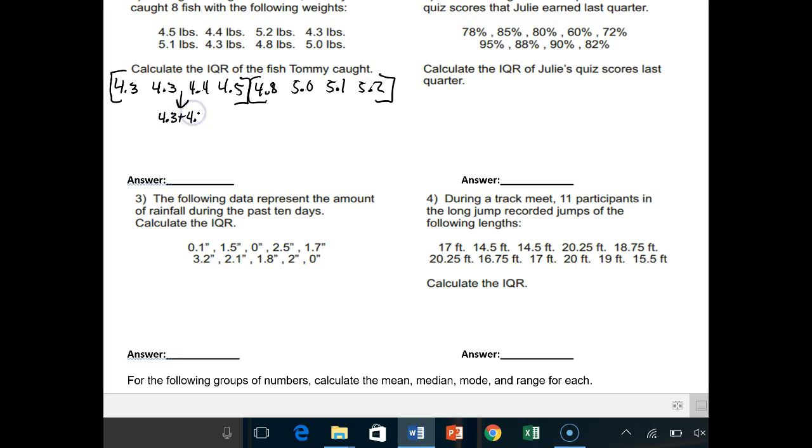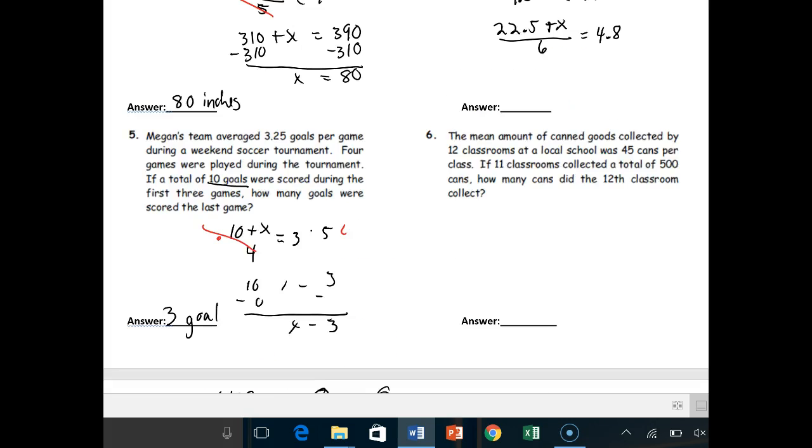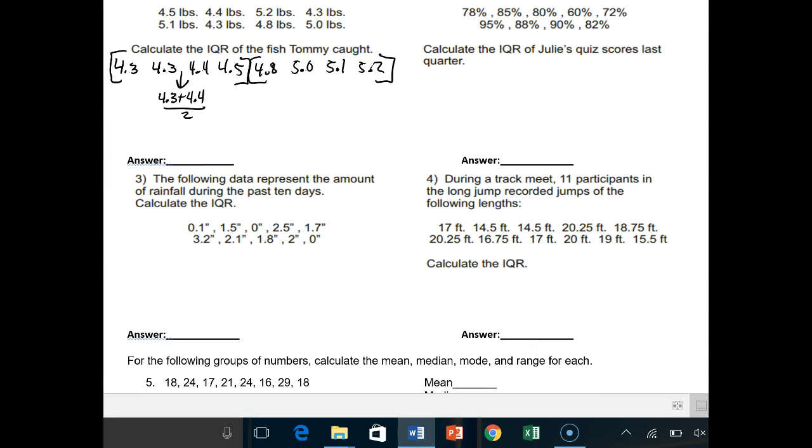So if I add 4.3 and 4.4 and divide it by 2, I'll get 4.35. So that's quarter 1. And then here, if I do 5.0 and 5.1 and divide it by 2, I'll get 5.05 as quarter 3. So the interquartile range will just be quarter 3 minus quarter 1, or 5.05 minus 4.35.